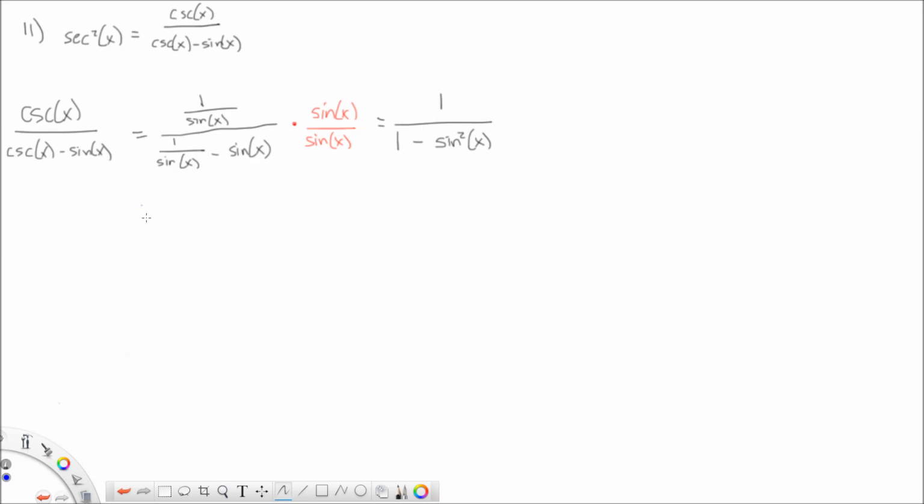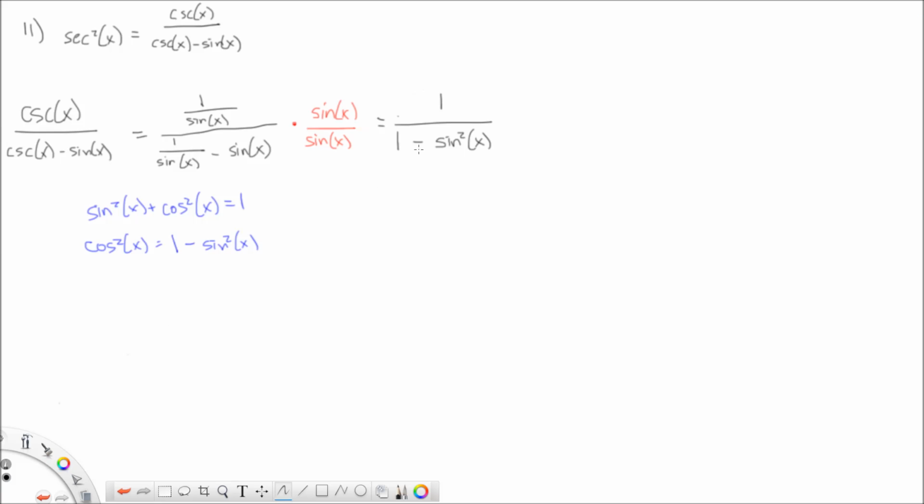The next thing we're going to look at is the fundamental identity, which we use a lot in these proving cases. So we have sine squared plus cosine squared equals 1. Well, if we want to get this to look like this denominator here, we need to subtract this sine squared over. So cosine squared is still on this side, but we're going to subtract this sine squared over and get 1 minus sine squared of x.